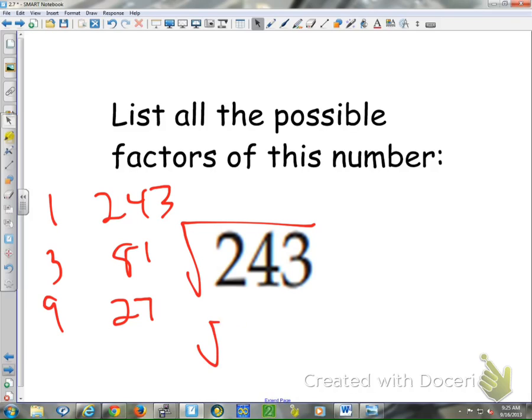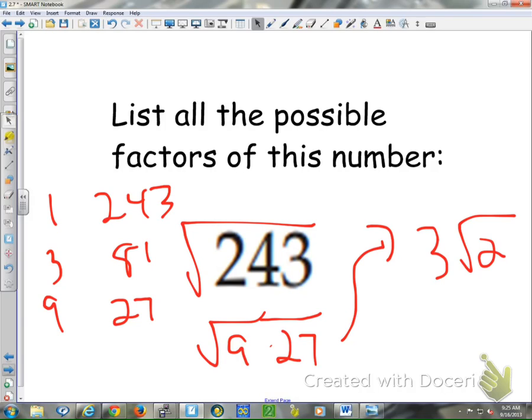So you'd have to rewrite this. The square root of 9 times 27. What is the square root of 9? 3. So this would now be rewritten as 3 radical 27, because the square root of 9 comes out as a 3. We may not be done yet.